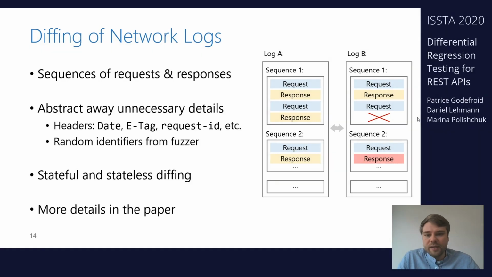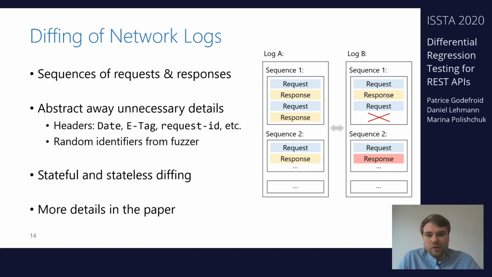A second aspect of our diffing is that we have two variants of it. One we call the stateful and the other one the stateless diffing. And we employ stateless diffing whenever we compare network logs of two different specification versions against each other, with the reason that a new specification version sometimes reorders requests or introduces new requests, which we don't want to appear as regressions. But when we compare network logs from the same specification version, we can use a more precise stateful diffing that, for example, takes the order of requests into account.